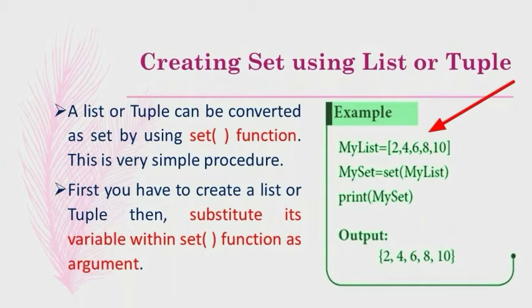Now if you want to convert this list into a set, you have to use the set function. Write the list variable name within the parentheses. So my set is equal to set, and within the parentheses write my list. Now this list's elements are converted into a set. When you print my set, the output will be printed like this: 2, 4, 6, 8, 10.